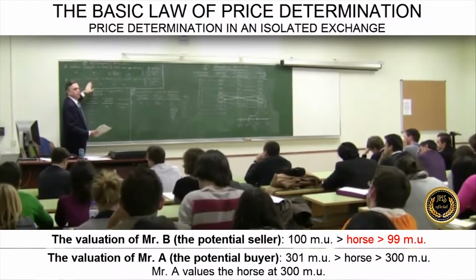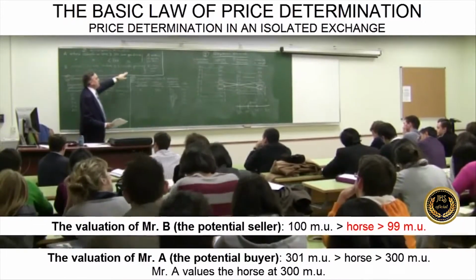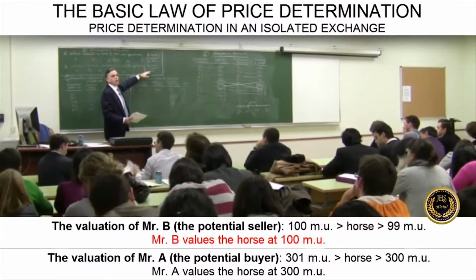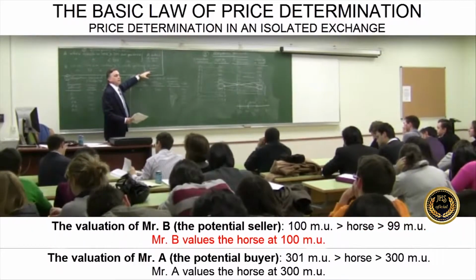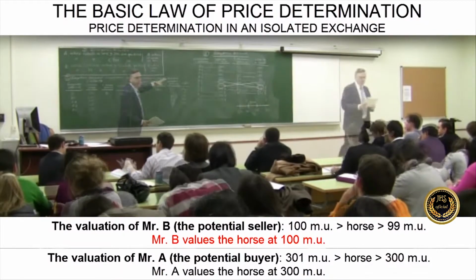If these two inequalities in subjective valuations exist in Mr. B, the potential seller, we will say that he values his horse at 100. To put it another way, he is willing to sell it for 100 monetary units, but not for less.